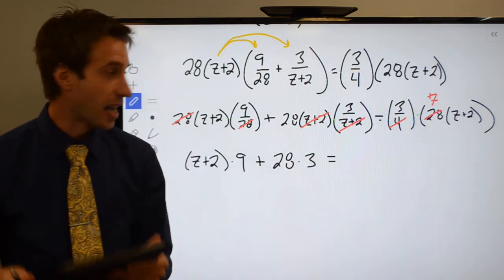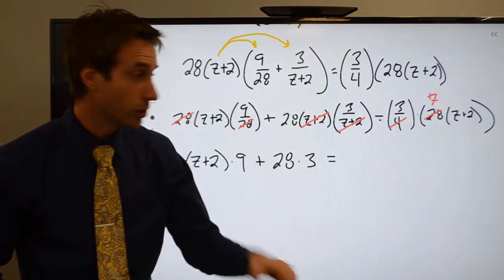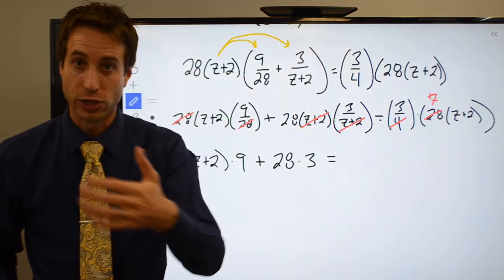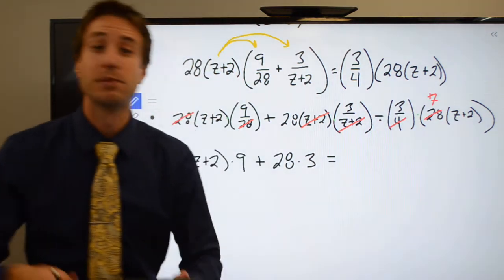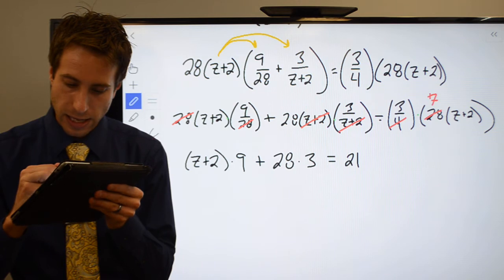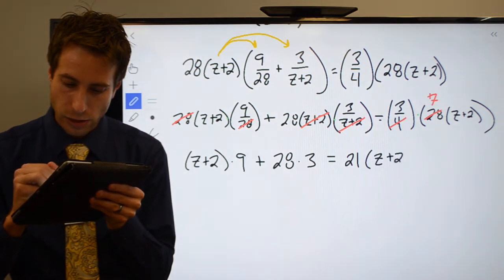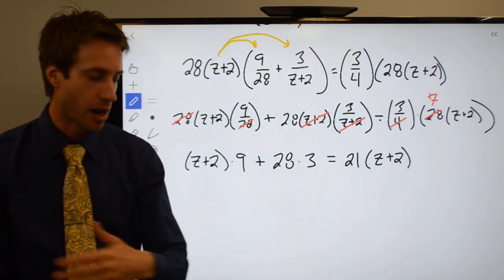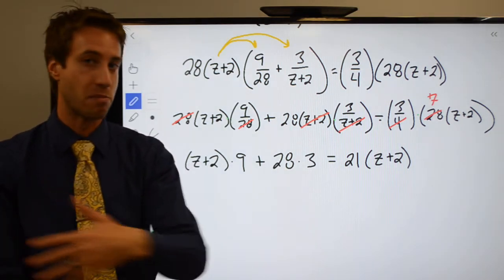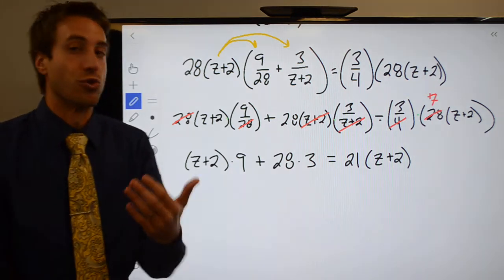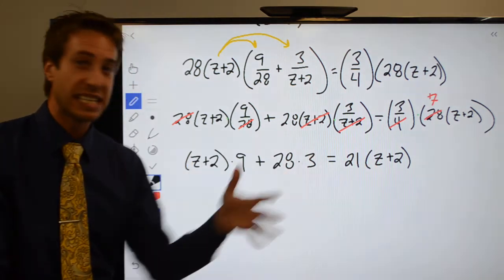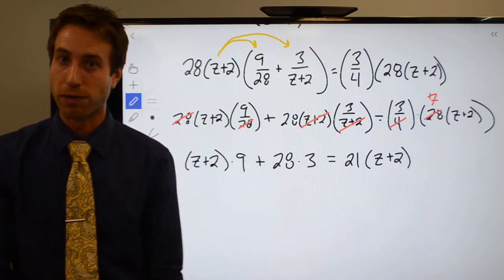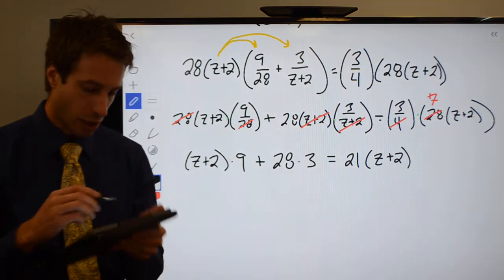On the other side, 4 canceled with the 28 and left you with a 7. So I would have 3 times 7, which is 21. 21 times z plus 2. And please notice, the denominators are gone. I've gotten rid of those fractions by multiplying everybody by the LCM. So now all I have to do is get those z's together on the same side, isolate them, and solve for z. So let's see how that's going to go.